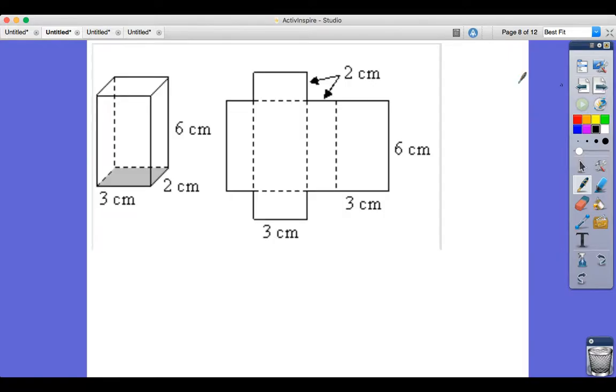A net takes a prism and unfolds it. It's kind of like when you break down boxes. So you unfold everything and you get a whole bunch of rectangles or whatever shape the prism is. Now with a prism, what's nice is that you'll have two weird shapes, whatever the prism is, and then the rest of them will all be rectangles. So these shapes may change, but all the sides will always be rectangles. As long as you have a prism, these will always be rectangles.